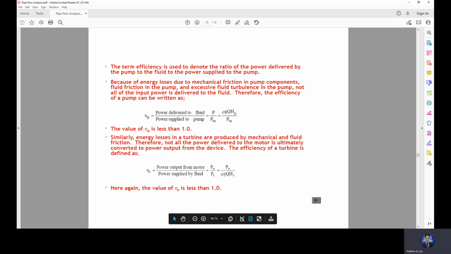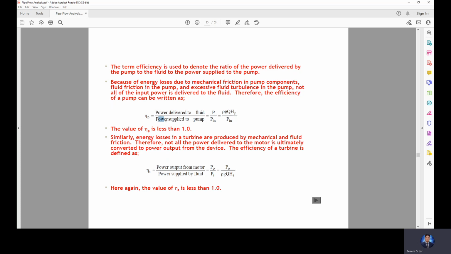Yeah, efficiency. Efficiency is the power delivered to the fluid. So this is the power delivered to the fluid, which is actually the output. Then the power supplied to the pump, that is actually the input.